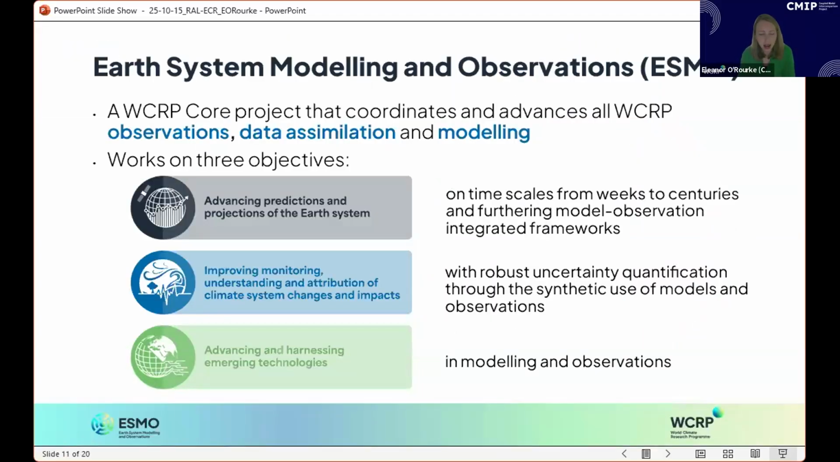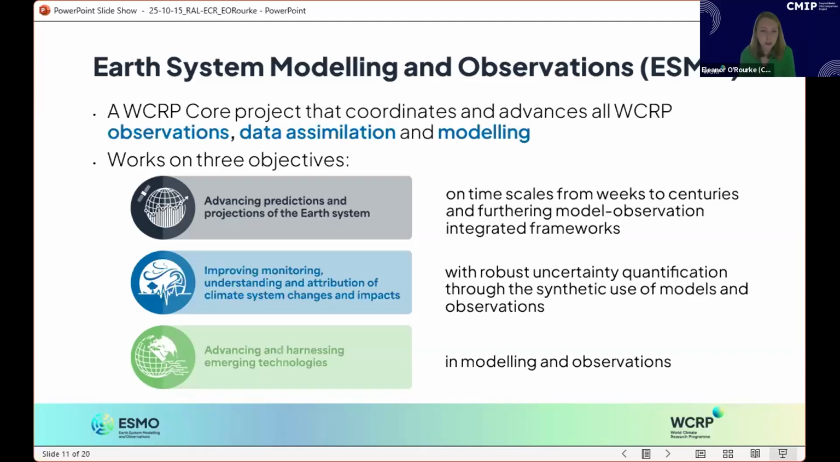So one activity which also sits under WCRP is the Earth System Modelling and Observations Core Project, and it was started around 3 years ago, to really try and bring those observations and modelling communities together and advance everything across WCRP regarding observations, the data assimilation and the modelling. So there are 3 objectives here, and they're looking to bring together model-observation integrated frameworks, looking at projections of the Earth system, also the understanding of climate system changes and impacts, where we need to look at things like uncertainty quantification.